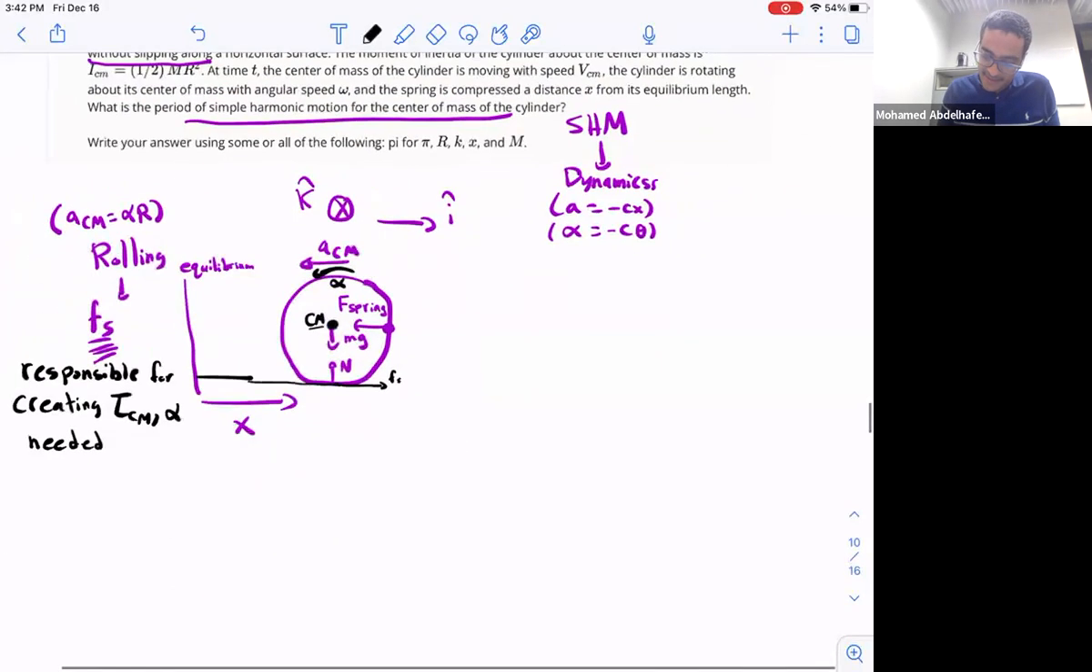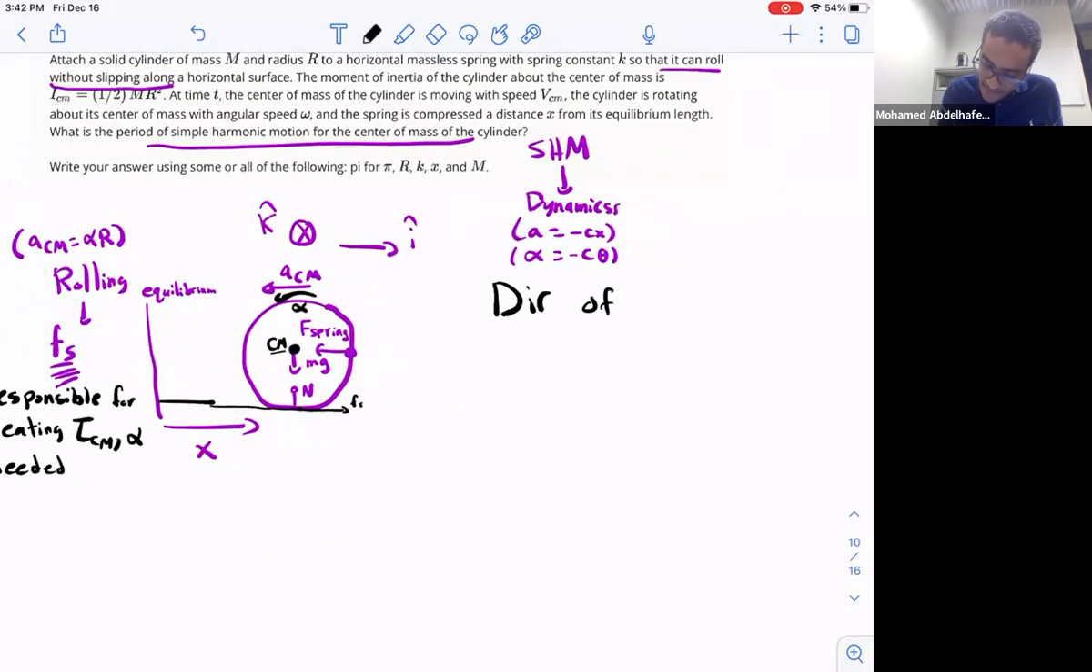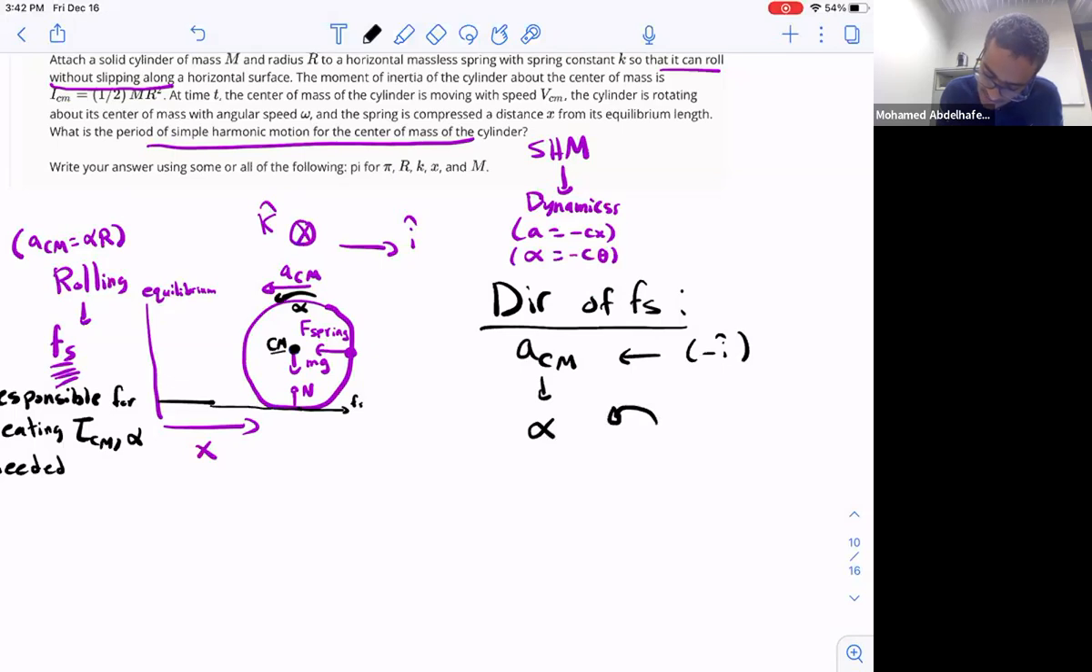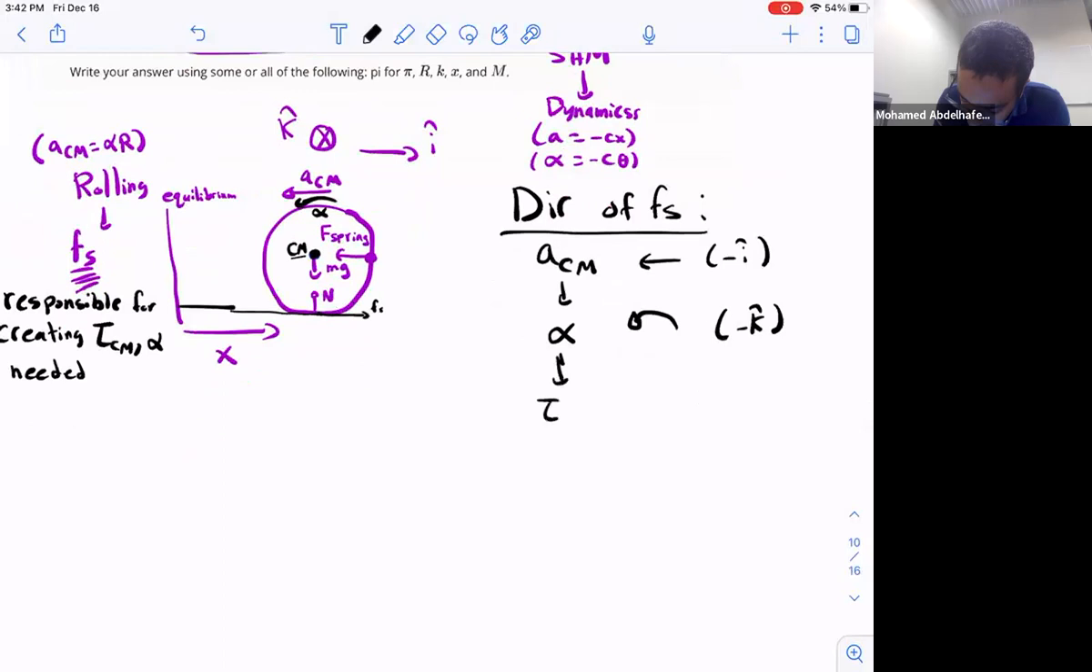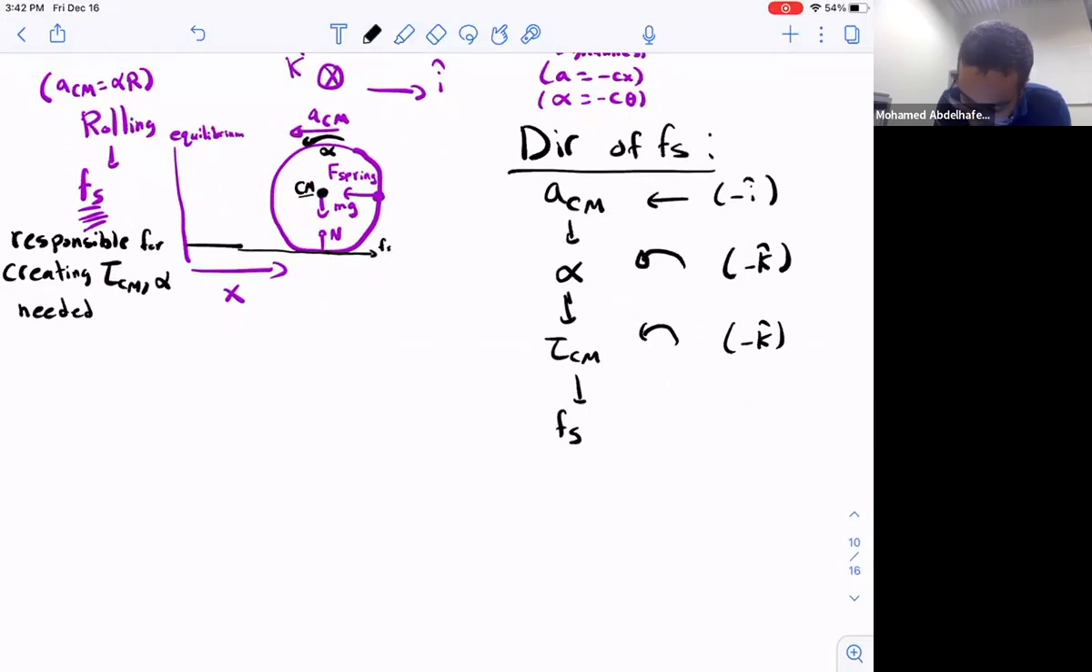So again, just to summarize here, direction of static friction. We said ACM is to the left, like negative I hat. So alpha has to be counterclockwise, which is negative K hat. In this situation right here, K hat is defined into the page. So alpha is counterclockwise, out of the page. So as alpha is out of the page, I need torque about center of mass to be out of the page, to be counterclockwise. And so that's why static friction has to be in positive I hat, so that it pushes in the sense of alpha that I need.